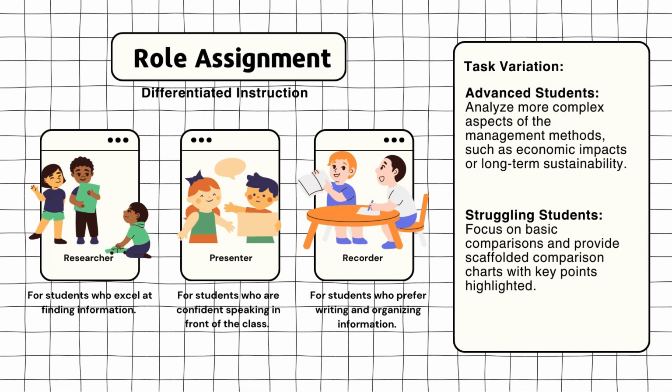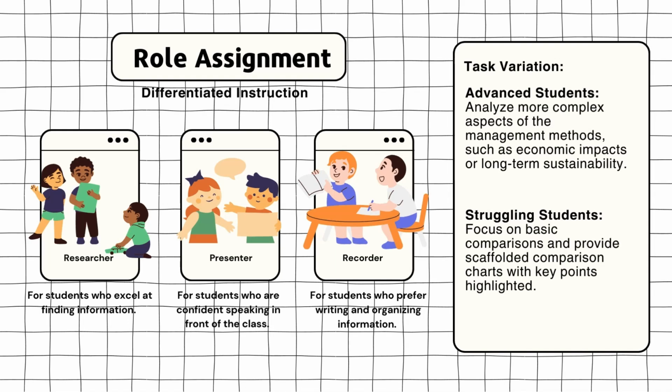As for differentiated instruction, we have role assignments and task variation. For the role assignments, students can select which kind of role they want to play. They have better selections to meet their preference and their ability. For instance, students who excel at finding information can be the researcher.